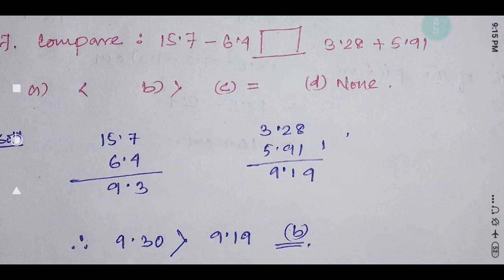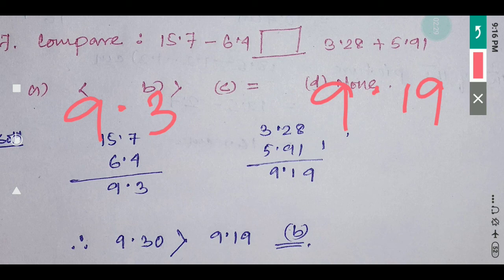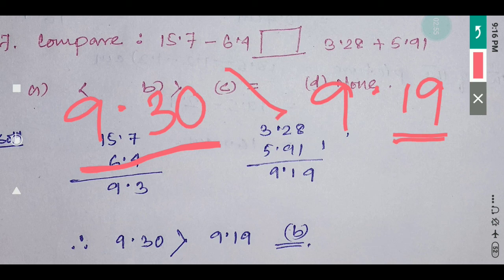See this one, here it is given 9.3, another one is 9.19. Here don't think that this is 3 and this is 19, so this will be bigger. Don't think like this, because after the decimal point if we add 0 at the end it makes no change. So if I write 0 here, this will be the same only. So that means 9.30 and 9.19. Now you compare, which one will be bigger? 9.30 and 9.19, so this will be bigger.